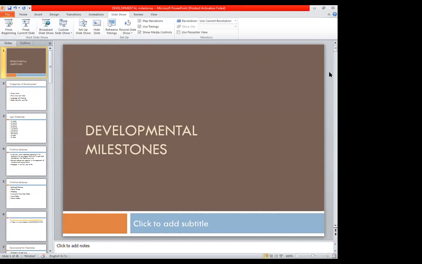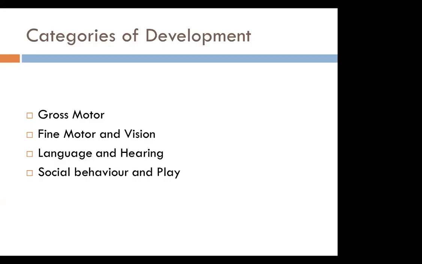Okay, so we'll start out with developmental milestones. It's usually grouped into four categories: gross motor, fine motor and vision, language and hearing, and the last one, social behavior and play. You don't need to take notes because this is basically the chart that you get in your pediatric protocol.